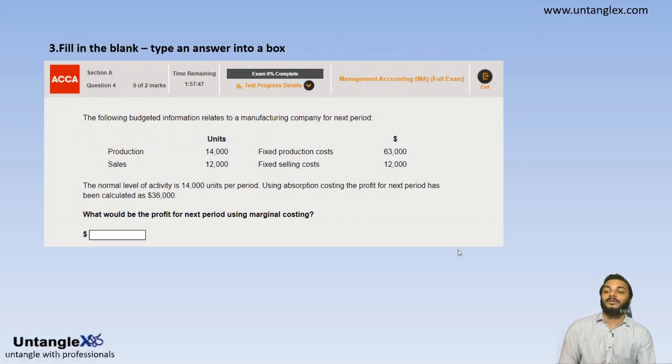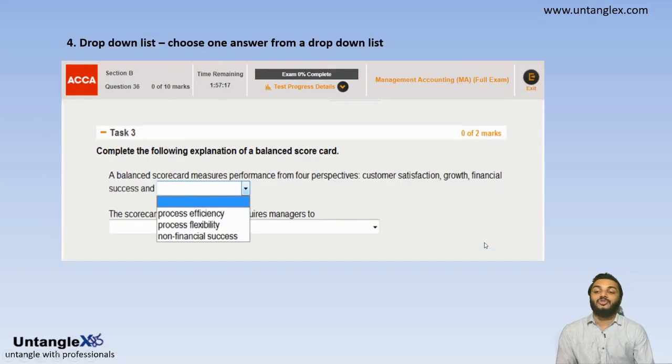Next one is fill in the blanks. Here we will have to just calculate the answer and fill that answer in the blank. And next is the drop down list. This is another type of question where the answers will be given as a drop down list. We'll have to select the answer from that list appropriately. Okay, so these are examples of types of questions.